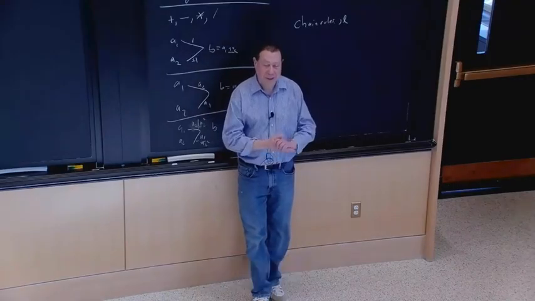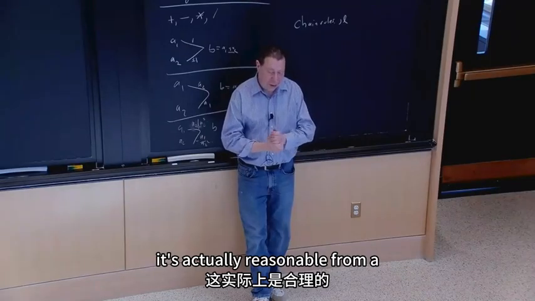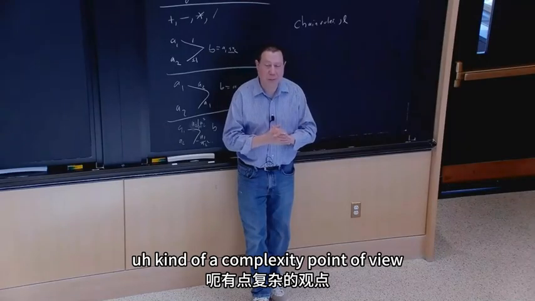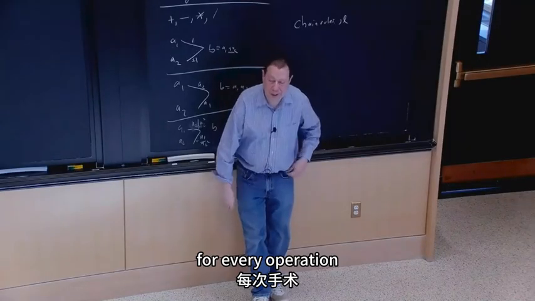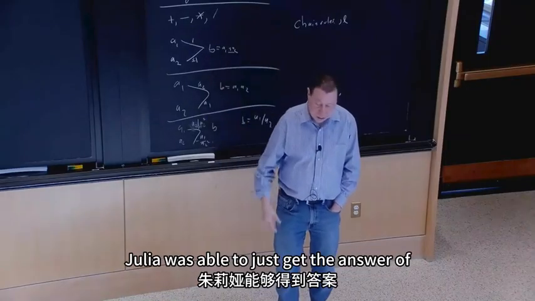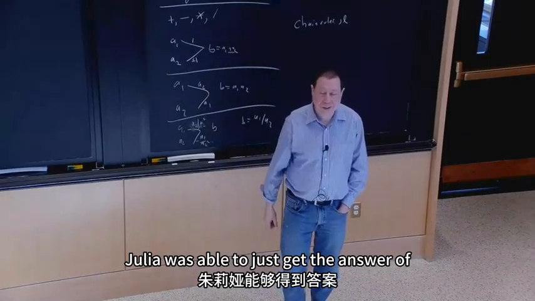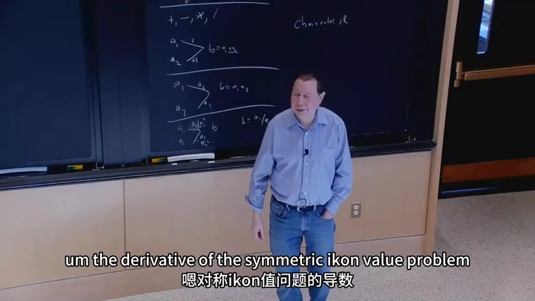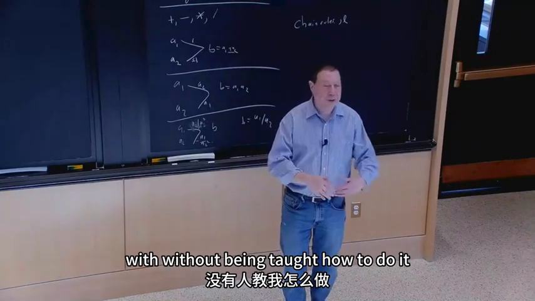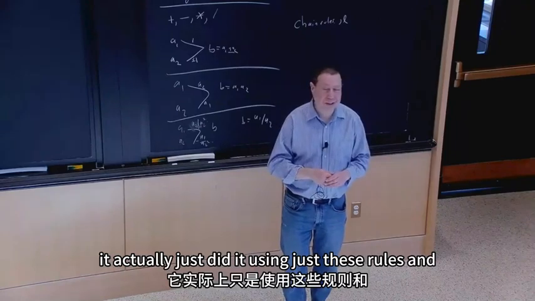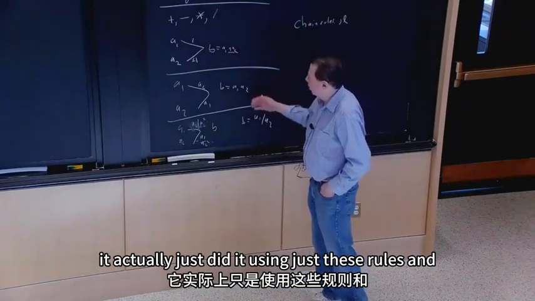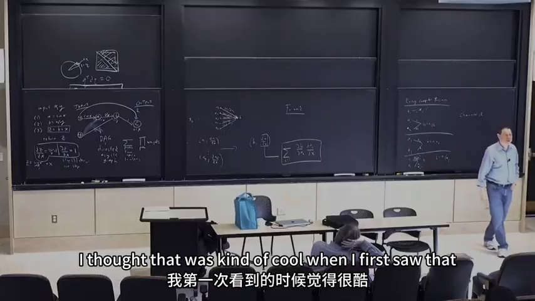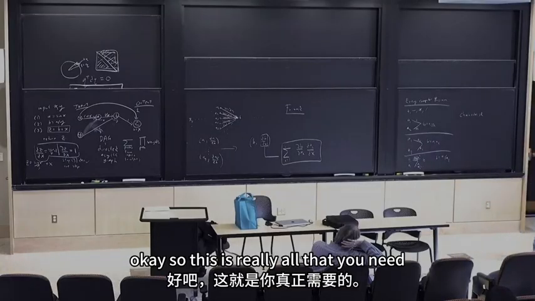It's actually reasonable from a kind of a complexity point of view, so you don't have to actually drill down for every operation. But I was impressed that Julia was able to just get the answer of the derivative of the symmetric eigenvalue problem without being taught how to do it. It actually just did it using just these rules. And I thought that was kind of cool when I first saw that. Okay, so this is really all that you need.